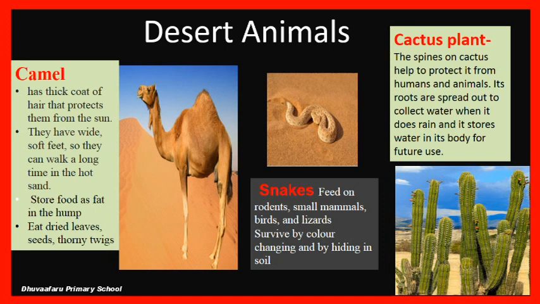Cactus plant. The spines of the cactus help to protect it from humans and animals. Its roots are spread out to collect water when it does rain, and it can store water in its body for future use.